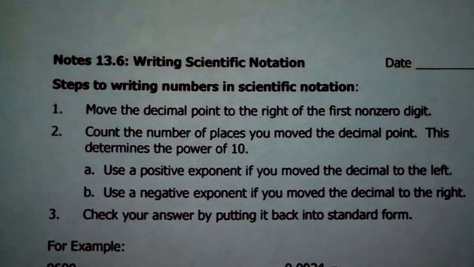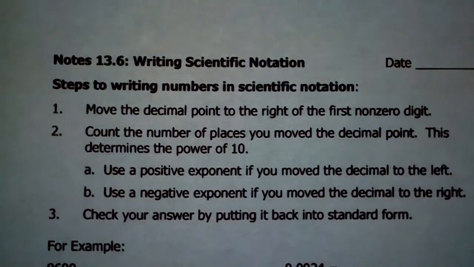Step 2, count the number of places you had to move the decimal point to get it there. That determines the power of 10. So that determines what your exponent's going to be when you multiply by a power of 10. You use a positive exponent if you move the decimal to the left, which seems kind of weird, but math, there's tons of opposites going on. I'll explain why that happens in just a moment. And you're going to use a negative exponent if you move the decimal point to the right.